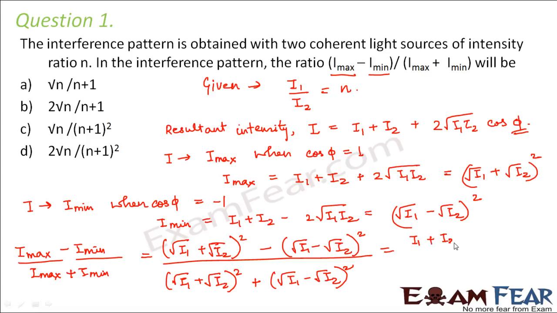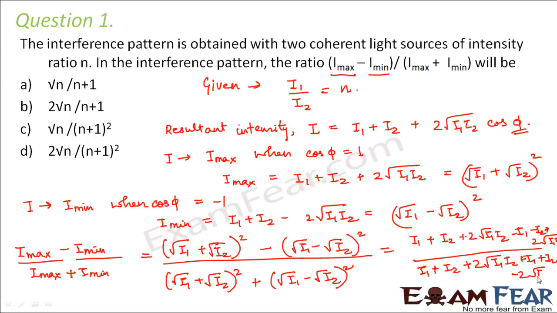It will be I1 plus I2 plus 2 root over I1 I2 minus I1 minus I2 plus 2 root over I1 I2, divided by, in a similar way, I1 plus I2 plus 2 root over I1 I2 plus I1 plus I2 minus 2 root over I1 I2. So these two terms will get cancelled. Here these four terms will get cancelled. So we will be left with 4 root over I1 I2 divided by 2 I1 plus I2. If you further simplify this, what would you get?